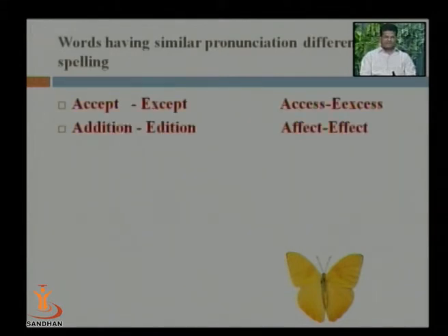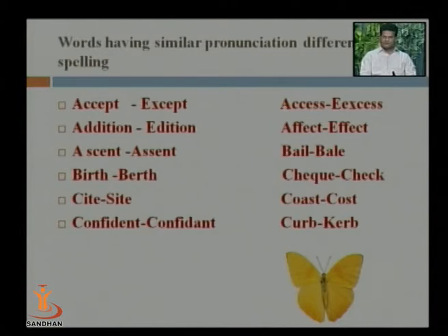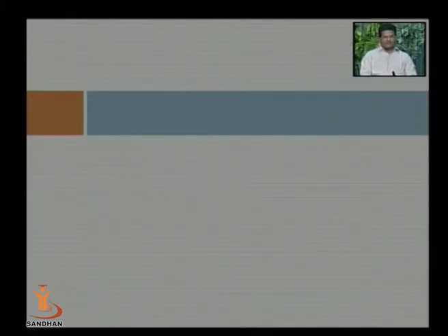This is a list of such words: accept, except, addition, edition, excess, access, affect, effect, assent, ascent, bail, bale, birth, berth, check, cheque, sight, site, cost, caste, confident, confidant, curb, kerb, damage, damages. In all these pairs of words, you can see that spellings are entirely or somewhat different, but the meanings change. We'll see certain examples.